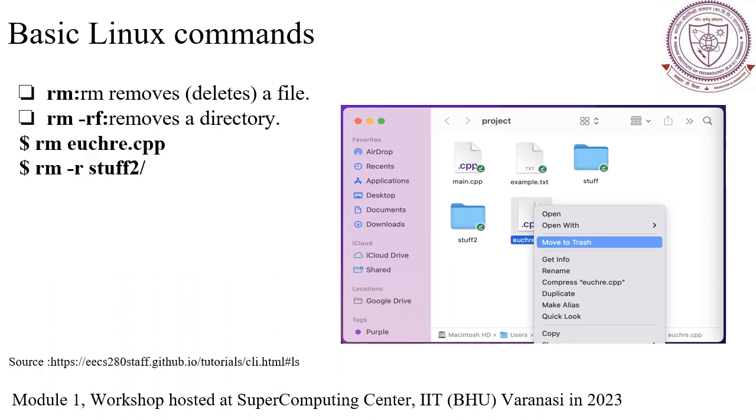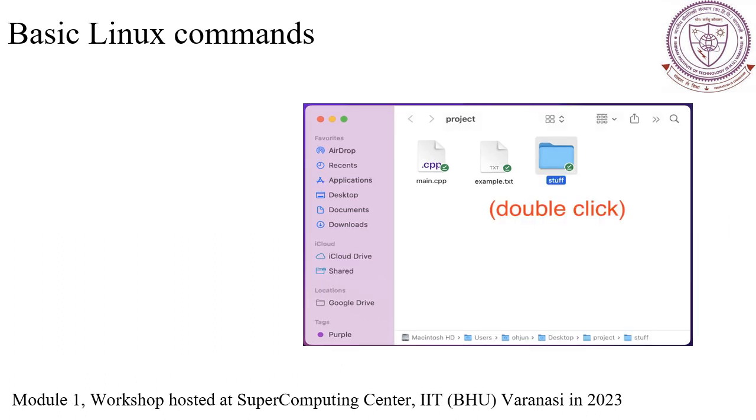Let's see the rm and rm -rf command. For this, you have to use this command cautiously because it can delete files. So what does this mean? If you want to delete a single file, not inside a folder, you can delete it by using the rm command, like rm your file name. And if you want to delete an entire directory, then you have to use the rm -rf command. That is rm -rf and your directory.